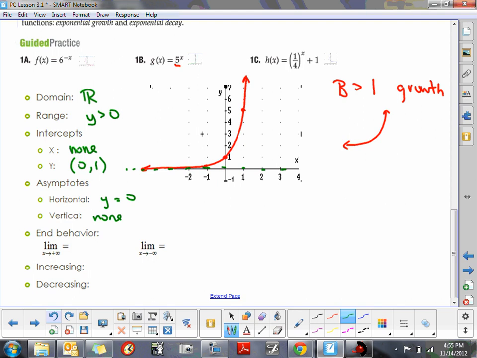The end behavior on this one, how about as x approaches positive infinity? As x approaches positive infinity, our graph is going towards positive infinity. As x approaches negative infinity, our graph is approaching 0. Our graph is always increasing, so it's increasing over the entire domain of real numbers, and it is never decreasing.